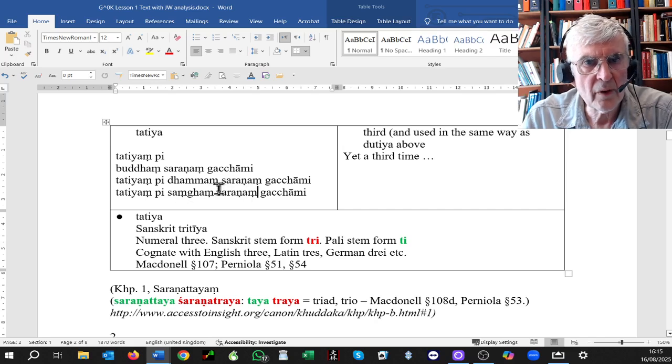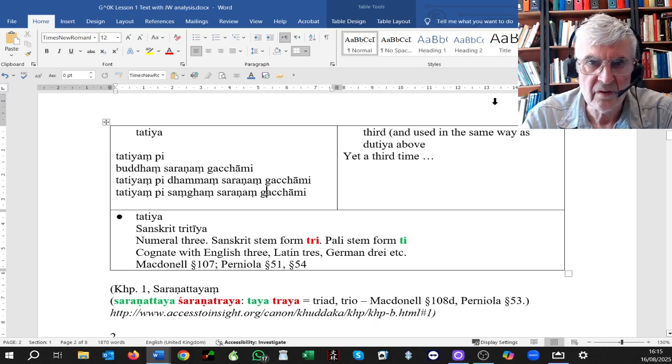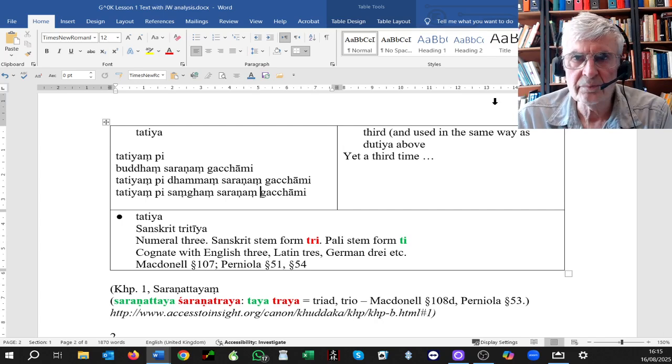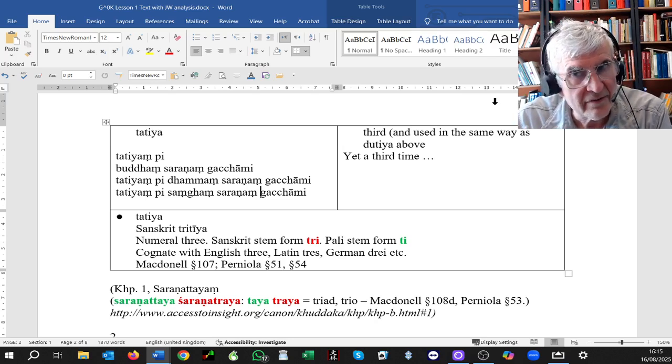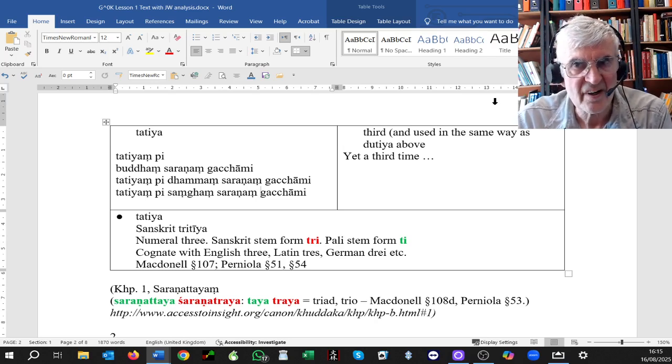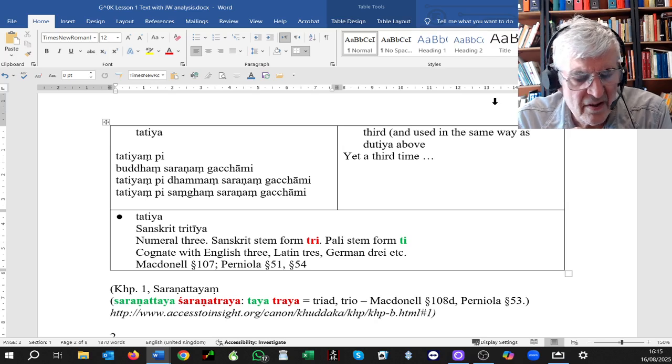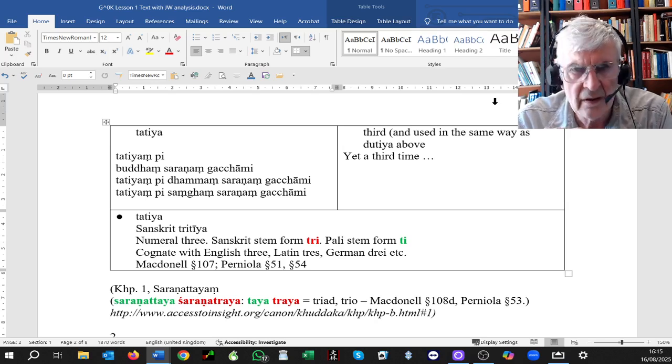Where the following word is a sibilant, like an s, then it will be pronounced as a ng. Here, the following word begins with a g. So the default mode is saranang, but here it remains a ng because that glides into the following sound. It's natural to say saranang gacchami. We can see that phenomenon occurring in English.